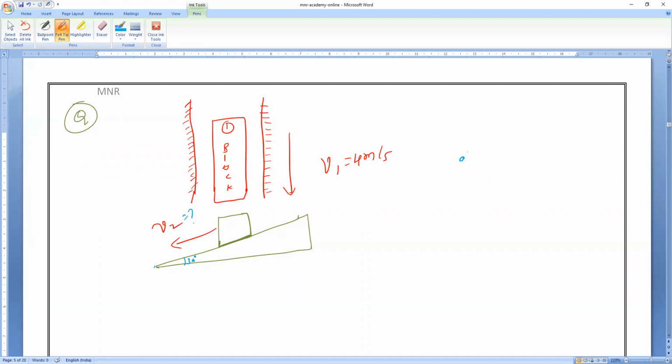Option A, 2 meter per second. Option B, 4 meter per second. Option C, 6 meter per second. Option D, 8 meter per second. Let me see who will solve.